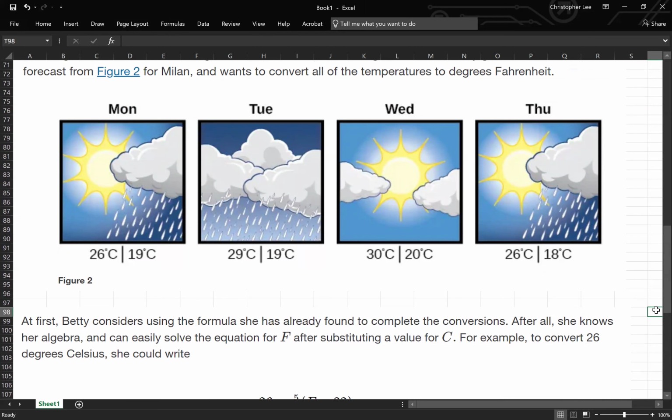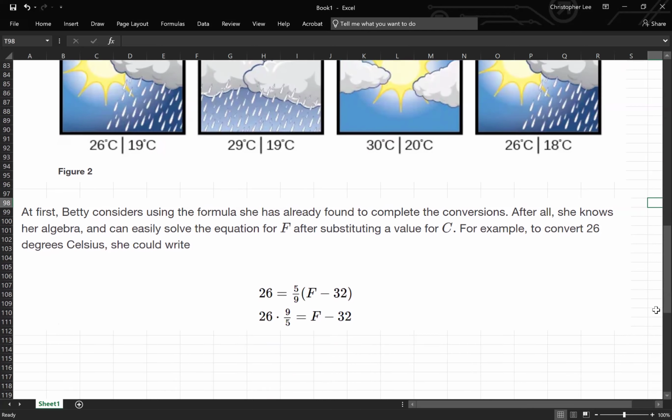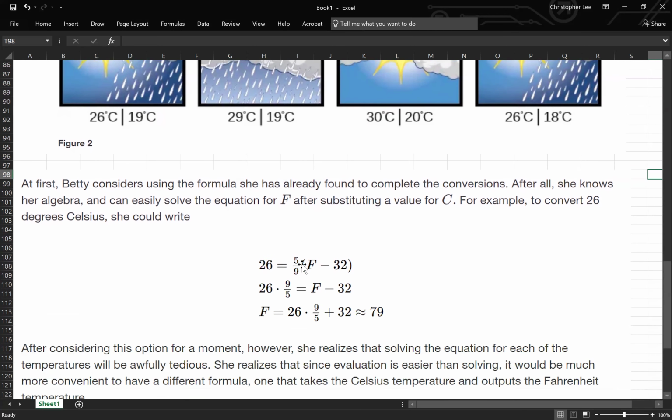All right. Anyway, at first, Betty considers using a formula she had already found to compute the conversions. After all, she knows her algebra, right? She can easily solve the equation for F after substituting a value for Celsius. For example, to convert 26 degrees Celsius, she could write 26 is equal to 5 over 9 times the Fahrenheit minus 32. Then you just solve for it, divide by the coefficient on both sides, add the 32, that's it. Easy, right? 79 degrees.